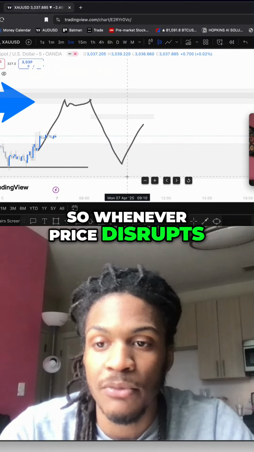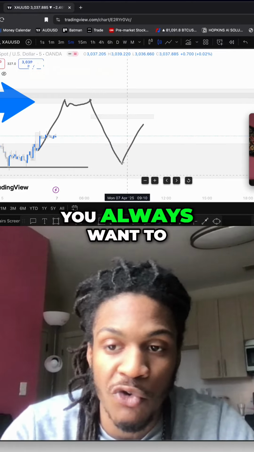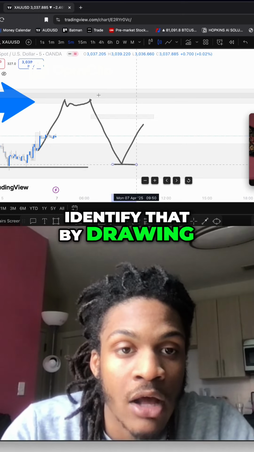So whenever price disrupts a trend or creates a break of structure or a change of character, you always want to identify that by drawing your high and low.